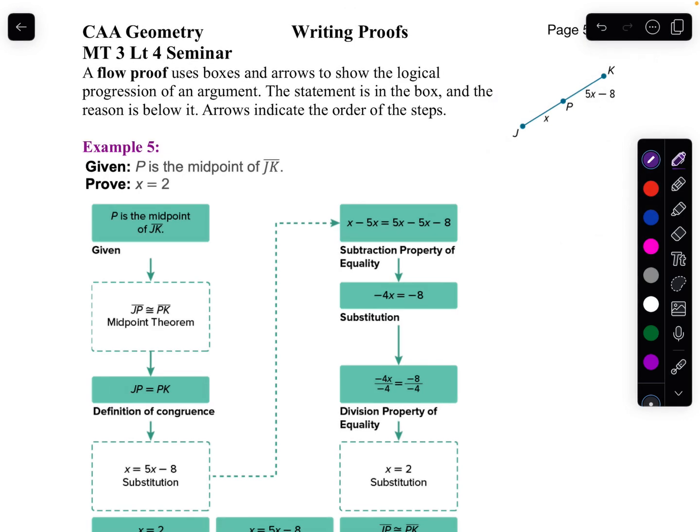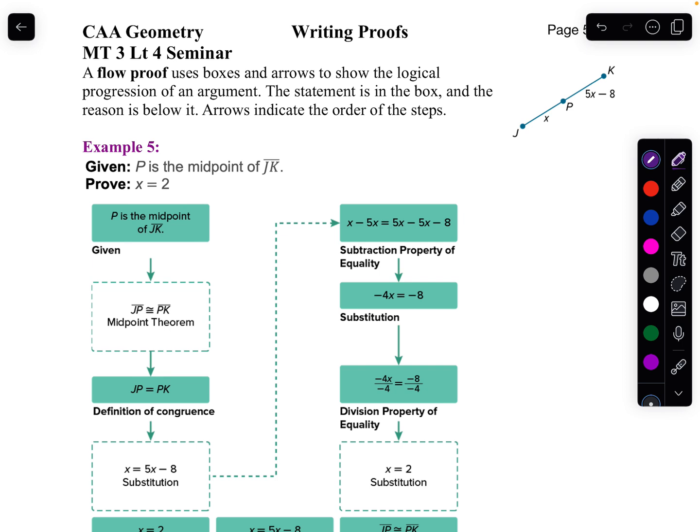The next type of proof we're going to look at is a flow proof. A flow proof comes from a flow chart. We're going to use boxes and arrows, and we're going to show our thinking. You can show your thinking easier in a flow proof than you can in a two-column proof. Some people like to do flow proofs all the time.